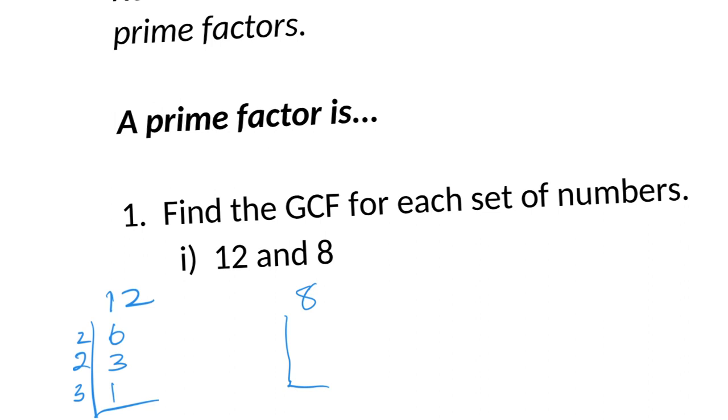So you look at 8, it's an even number, divided by 2 gives 4. 4 divided by 2 again gives 2, and then 2 divided by 2 is 1. So in order to find the GCF, you have to match the number of 2's and 3's together. I have a 2 here and a 2 here. So that means the GCF of 12 and 8 is 2 times 2, which equals 4.